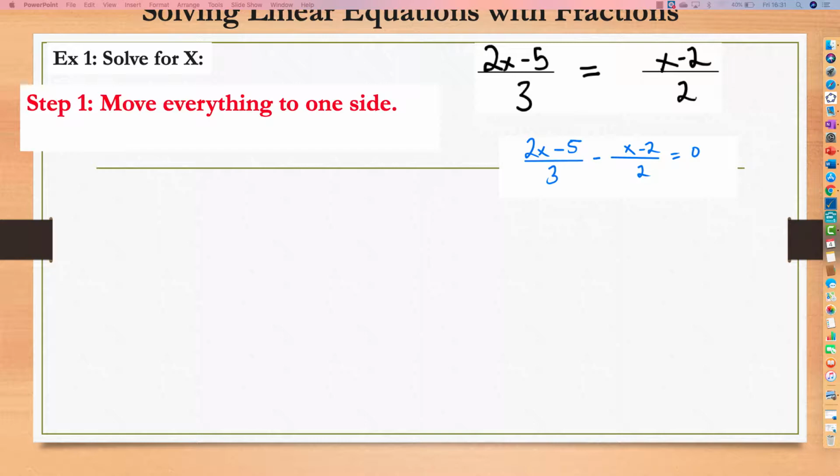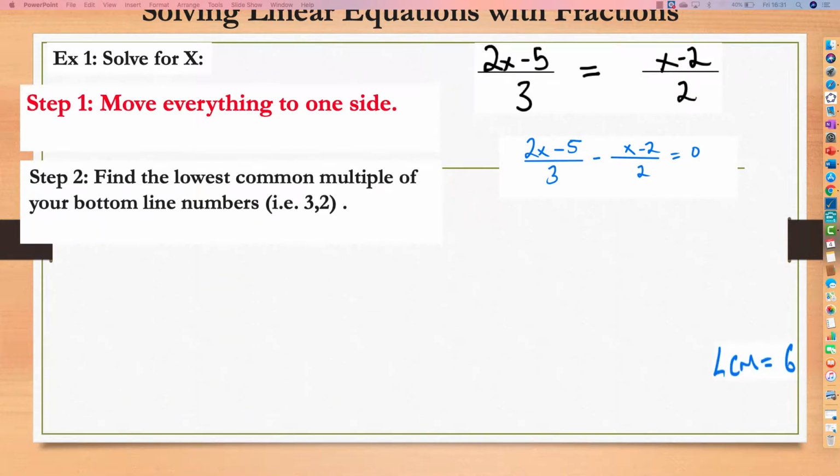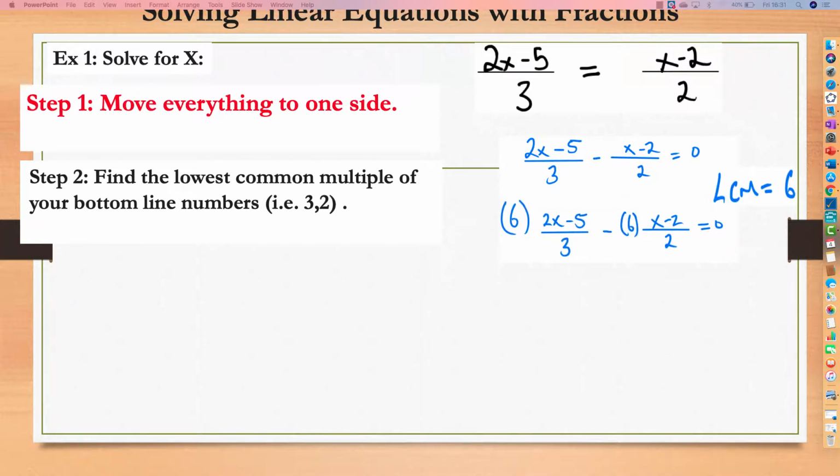The next thing we do, anyone have any idea what we're going to do next? Get the lowest common multiple. What is the lowest common multiple here? 6. The lowest common multiple of 3 and 2, which is 6. So we multiply across them by 6. So we multiply each of our terms by 6. Now, what happens when you multiply by 6 and divide by 3? What are you left with?